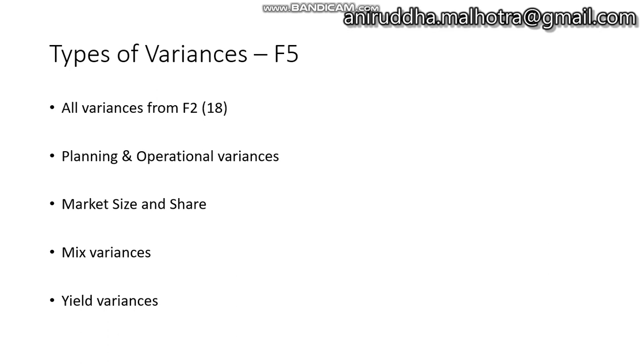The new type of variance calculation will be your mix and yield variances. These are particularly related to your material variances. In contrast to F2, where you're dealing with a single material at a time, in this case, you'll be dealing with a mix of 2 or more materials, and hence your variance calculations are slightly different.